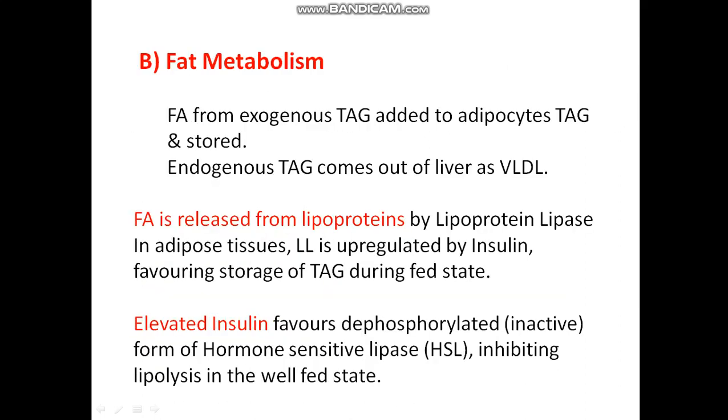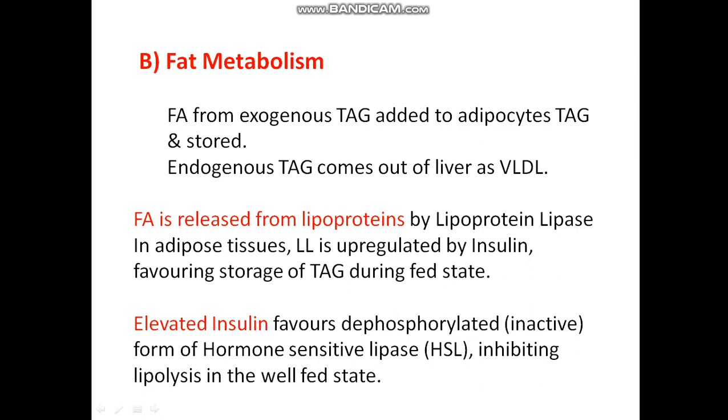Now about fat metabolism: fatty acids from exogenous TAG are added to adipocyte TAG and stored, and endogenous TAG comes out of liver as VLDL. These fatty acids are released from lipoproteins by lipoprotein lipase. In adipose tissue, lipoprotein lipase is upregulated by insulin, favoring storage of TAG during the fed state.